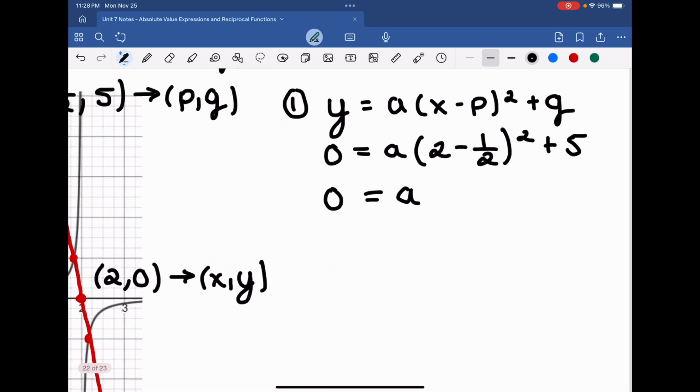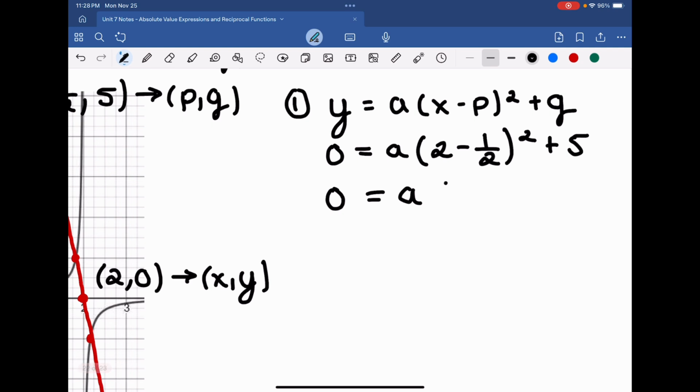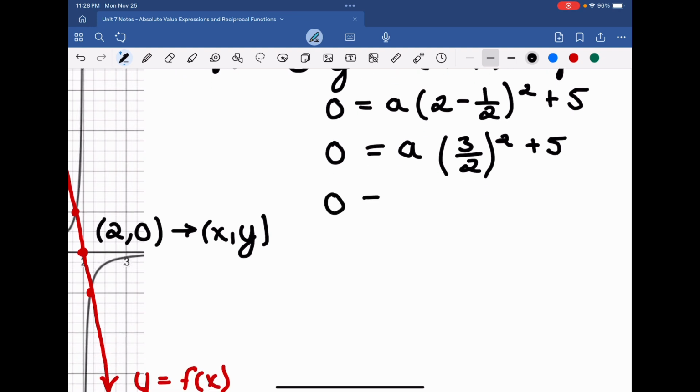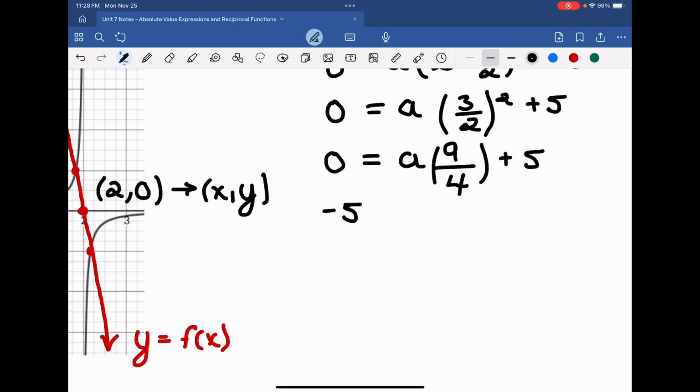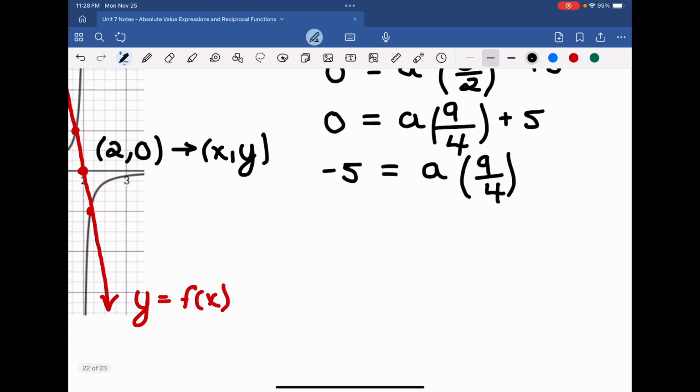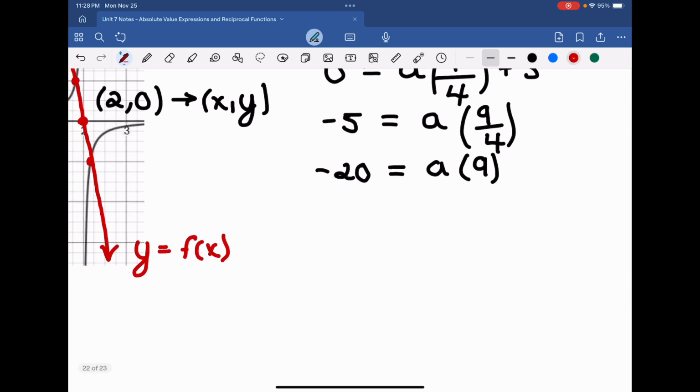If I write this as 2 minus a half, 2 minus a half is the same as 3 over 2. So maybe I'll start there. 3 over 2 squared plus 5. This is going to be 0 is equal to a. 3 squared is 9. 2 squared is 4. And then this is plus 5. I'm going to subtract the 5 to the other side, making this -5 is equal to a, 9 over 4. If we multiply both sides by 4, 4 times -5 gives us -20, which is equal to a times 9. And then lastly, we're just going to divide both sides by the 9.